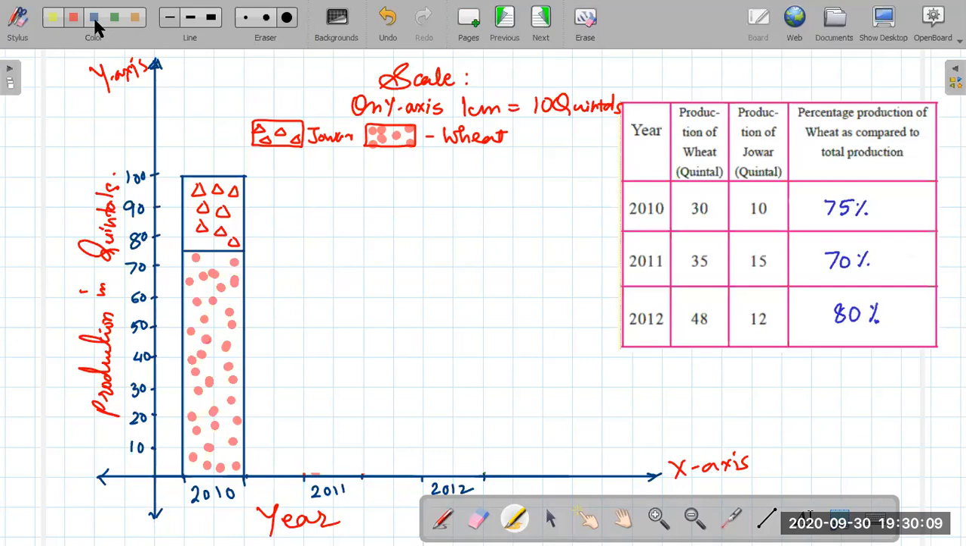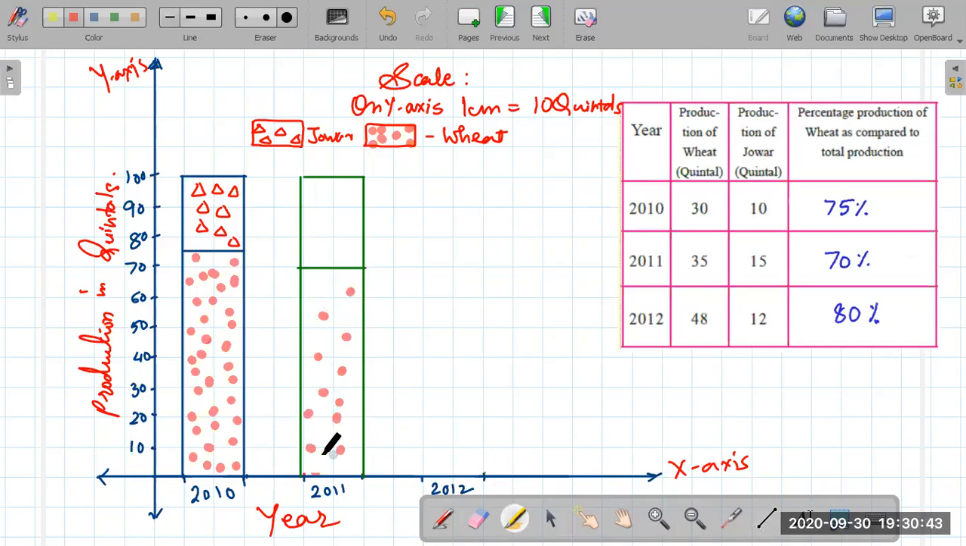Yes. And now let us continue with the next year, that is 2011. We are going to mark the second bar with the height 100. So there we go. We mark the height to be 100. All the bars will be of same height 100, right, students? And then what is the mark? The subdivision will be at 70. So we mark the 70% over here, and now we have to make the pattern for wheat.